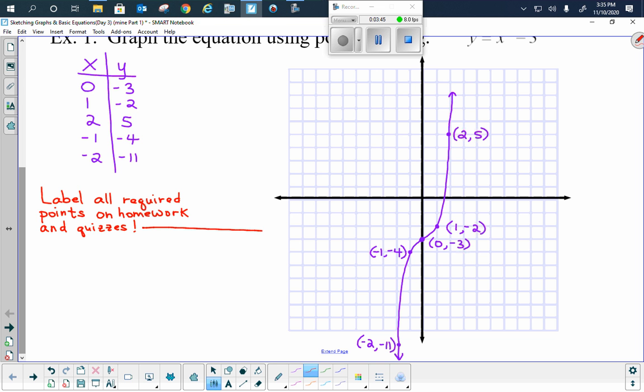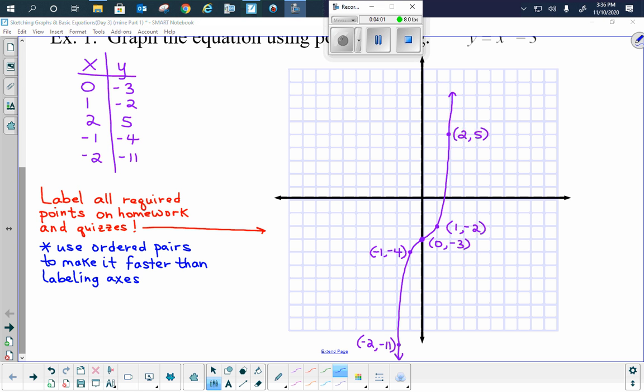That's what we just did there. I would also say use ordered pairs to make it faster than labeling the axes. Again, use ordered pairs to make it faster than labeling the axes. Of course this graph goes on forever, hence the arrows at the end. It's just part of those details to watch. All right, so there's point plotting.